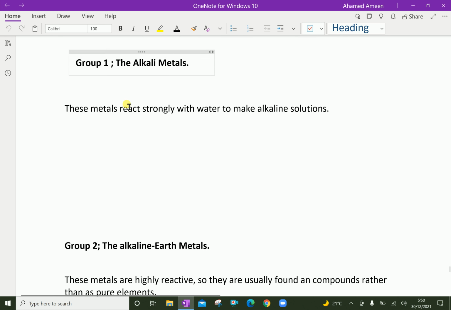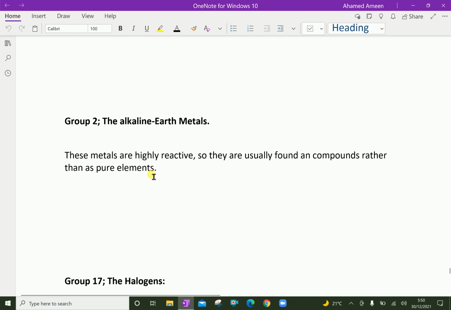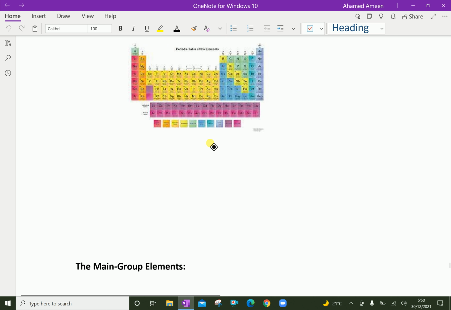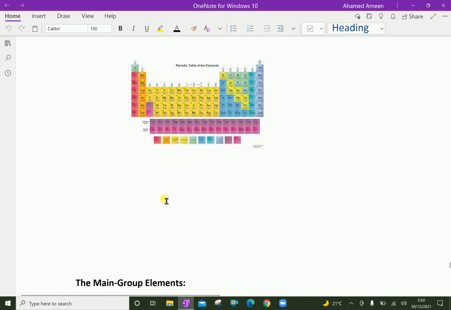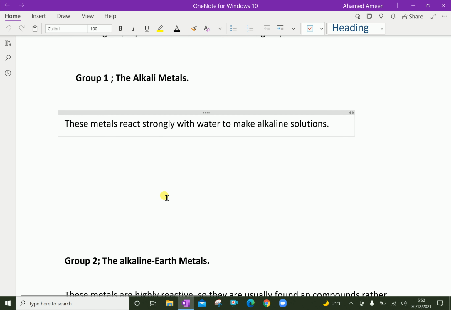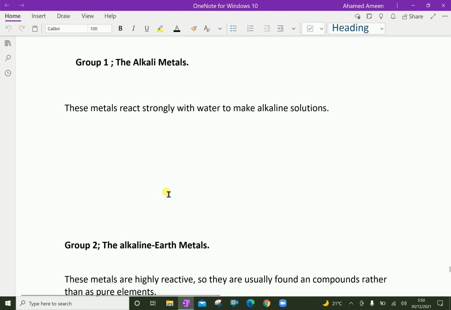Next, alkaline earth metals. The group 2 metals are highly reactive, so they are usually found in compounds rather than as pure elements. Group 2 elements are the alkaline earth metals. Here we will discuss the alkaline earth metals, the highlighted group 2 elements.